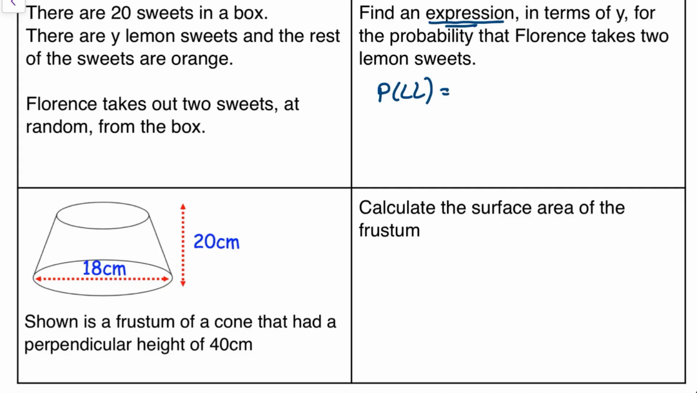So the probability of lemon, lemon. Now the first lemon, there are y lemon sweets to choose from and 20 sweets overall. The key to the question is the next lemon sweet, well, there's one less to choose from, but there's one less sweet overall as well. So if I multiply these things together, that's going to be y times (y - 1) over, well, 20 times 20 is 400. Take away another 20 is going to give me 380. Not as bad as it looks.